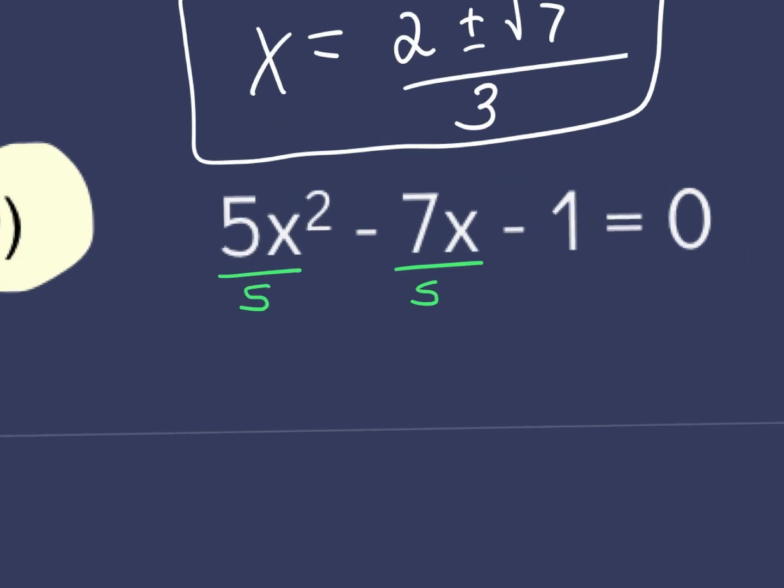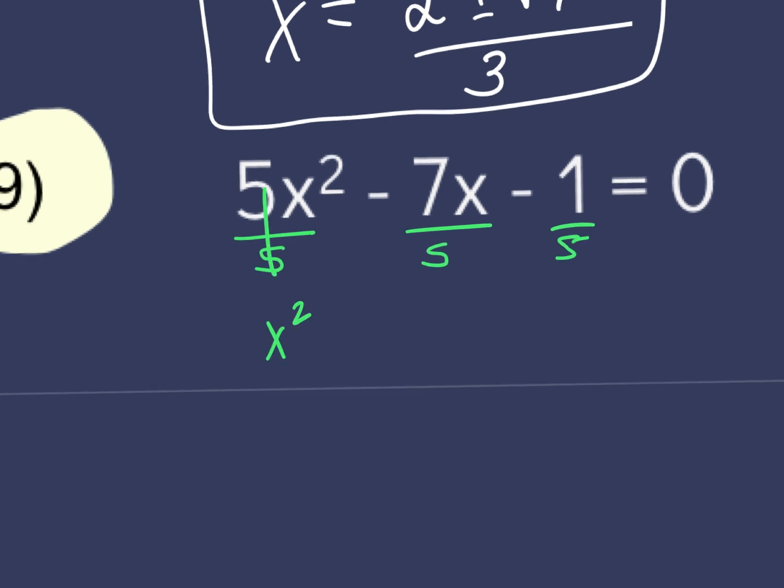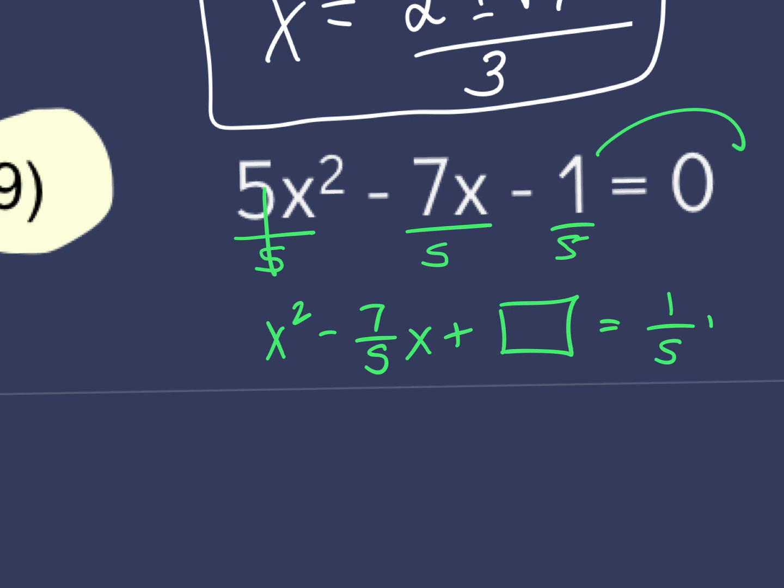This process is exactly the same, guys. So this becomes x squared minus 7/5x. Check to make sure that that doesn't simplify. If it does, it'll make your computation easier. So just check to see if it simplifies. If it doesn't, no big deal, keep moving. And then what do I do with this -1/5? Let's move it to the other side. Add it to the other side.